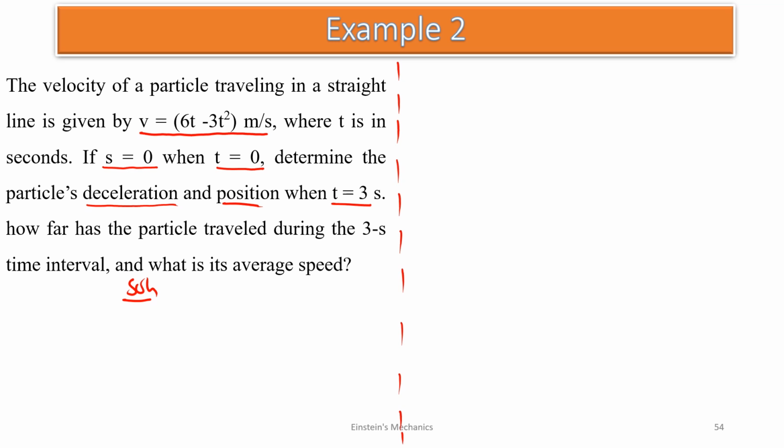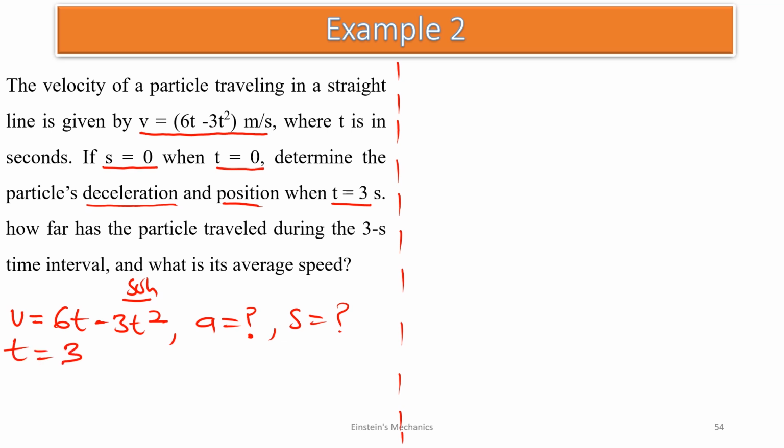With the parameters, I'm going to have my v function to be 60 minus 3t squared. Are we good? I'm interested in deceleration, which is the negative of acceleration. So we are looking for this, and I'll also look for position x at time 3.